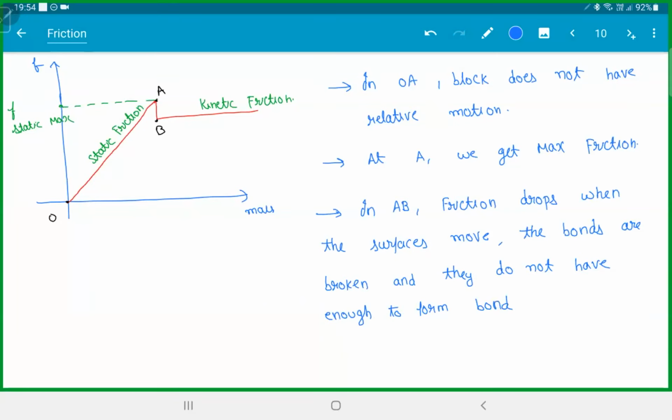But for example, let's say you stop the block for a second and then start again, friction increases. They do not have enough time to form the bonds completely. This leads to a decrease in friction. So whenever the surface is moving, the friction is actually less compared to the maximum friction when it doesn't move.